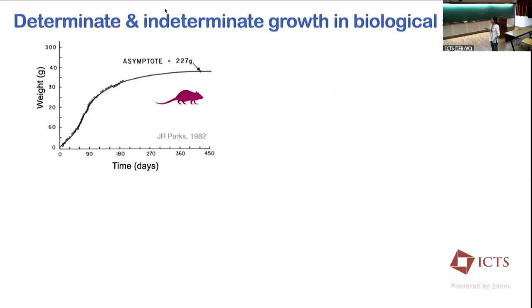Okay, so the kind of growth curves that we are used to are of this type, where you grow for a while and then you stop. And this is what is called determinate growth. And this is typical of birds, mammals, and in fact, most vertebrates.